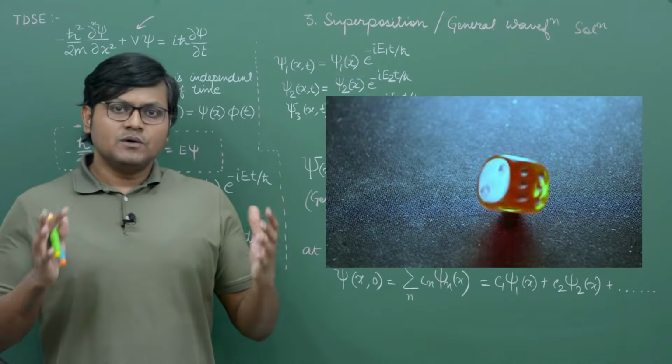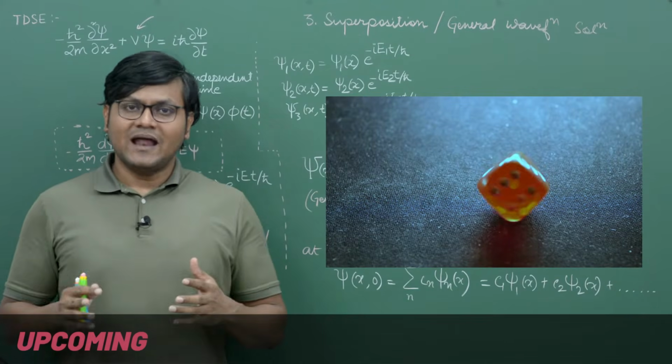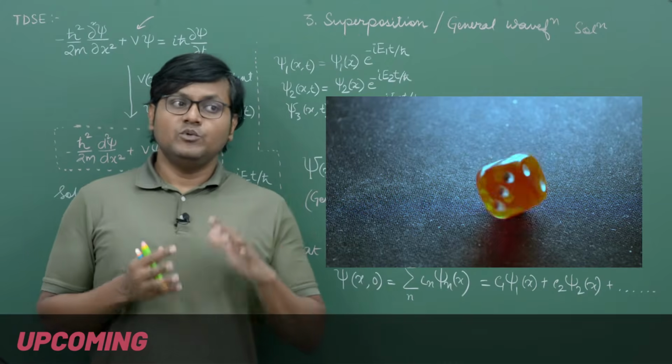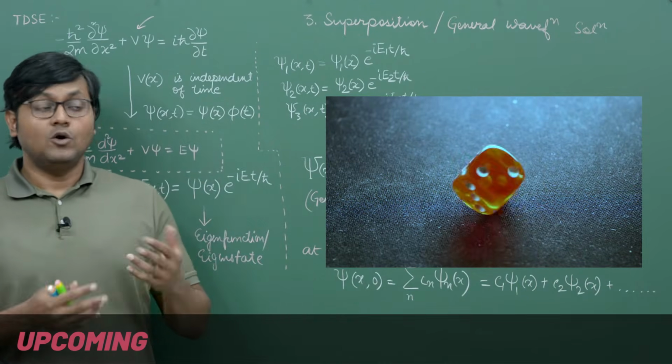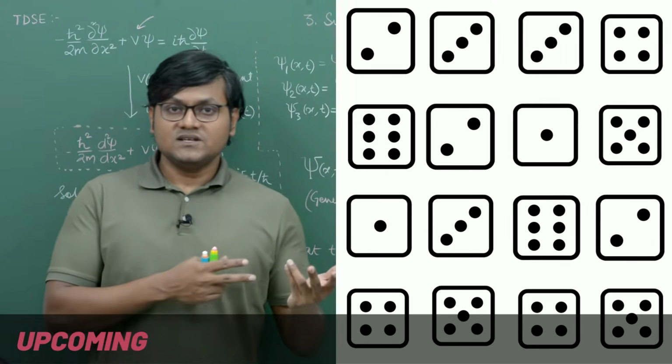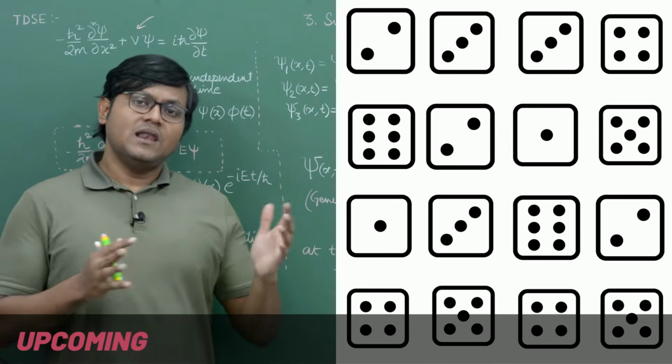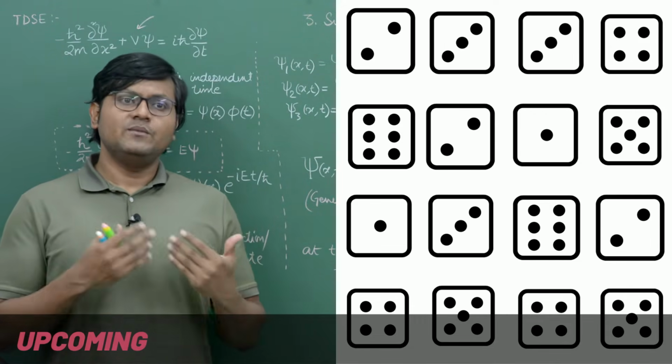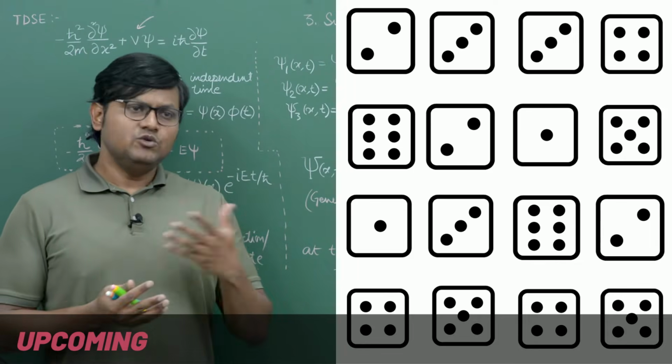So if I take a large number of dice and I just throw it randomly, then I cannot exactly predict which dice is going to be one-sided or two-sided or three-sided or three-faced, but I can know that if I make a large number of measurements, then I will end up getting probabilities corresponding to each side.